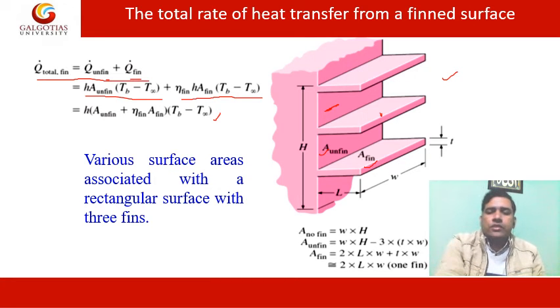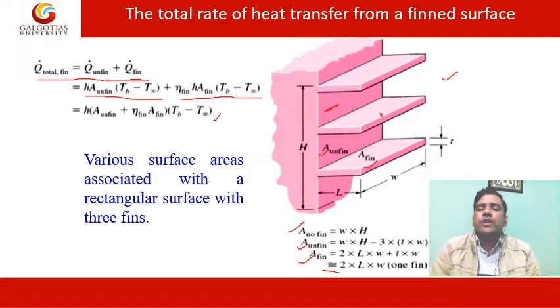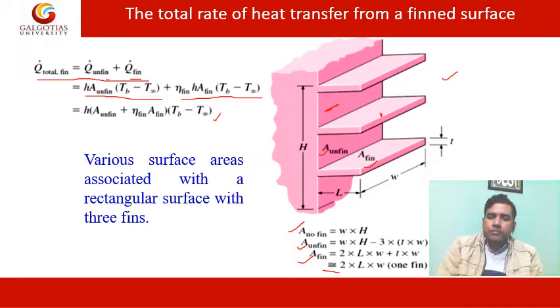Okay, so as you can see, these are the no fin areas, and these are the finned areas, and this is again fin area. So this is for one fin, the finned area of a fin, because it has two surfaces. Multiplication by 2 means that it has two surfaces from where the heat can be transferred. So these are the various areas that we have discussed right now, which are associated with a rectangular surface with three fins.